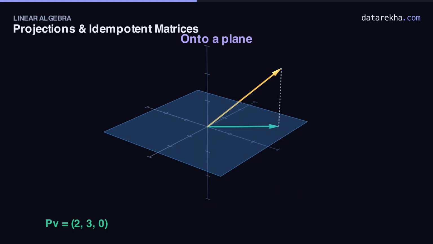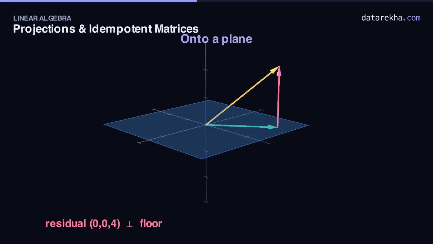The dashed line straight down is the part P threw away. And that discarded part, (0, 0, 4), points straight up, exactly perpendicular to the floor. The residual is orthogonal to the subspace, just like it was for the line. Same picture, one dimension richer.